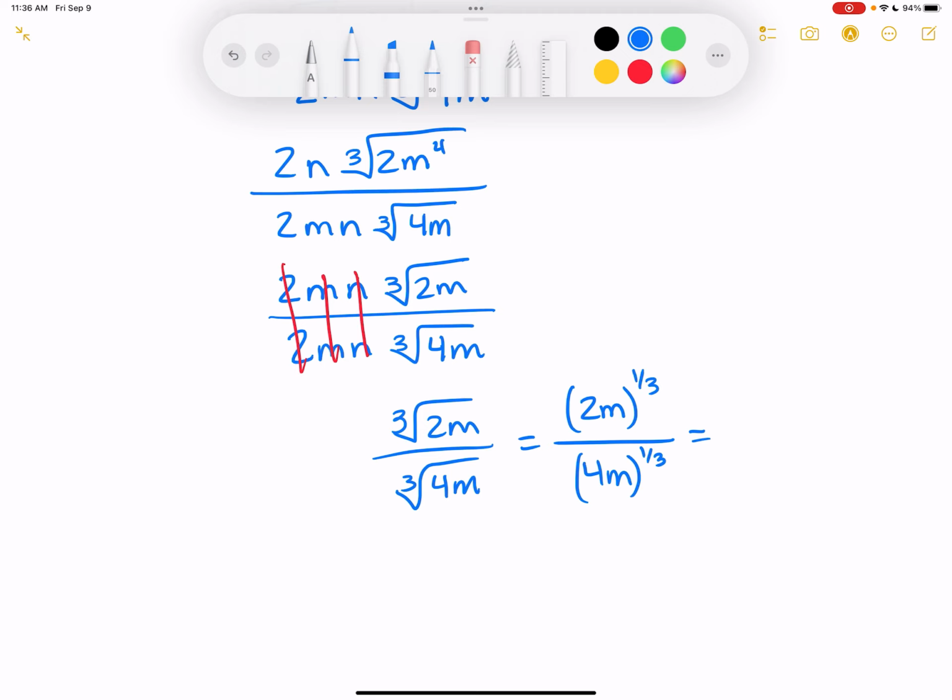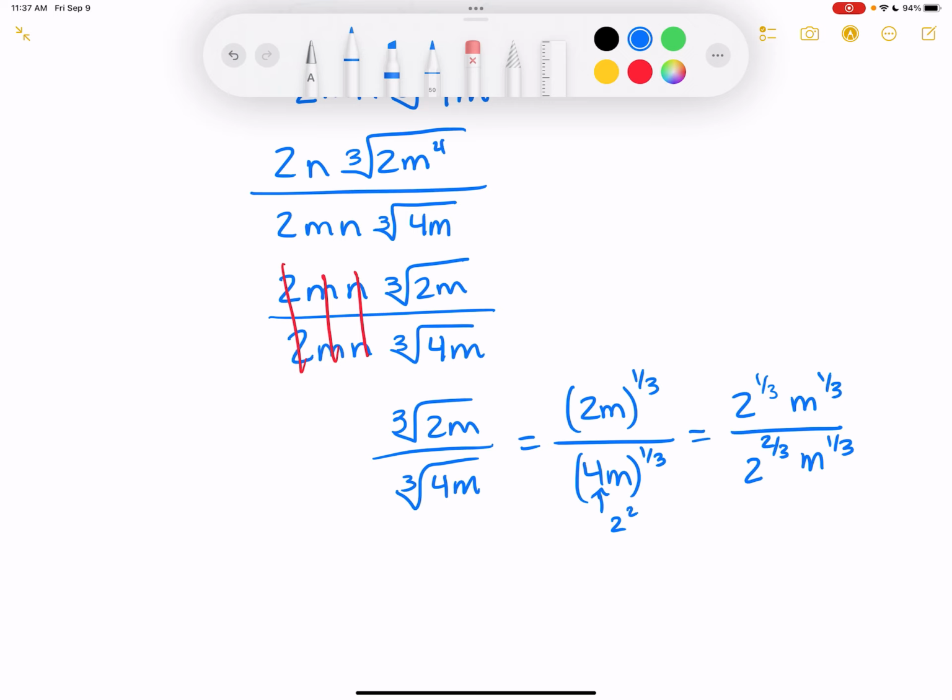So when I have an exponent outside, what happens to it? It can go to both pieces. So 2 to the 1/3, m to the 1/3. I can do the same thing down here. How can I rewrite 4 though? 2 times 2, so 2 squared. So I can rewrite this as 2 to the 2/3, because that's 2 squared, and then m to the 1/3.